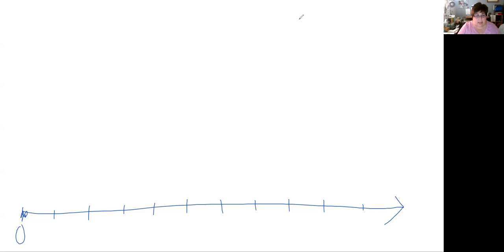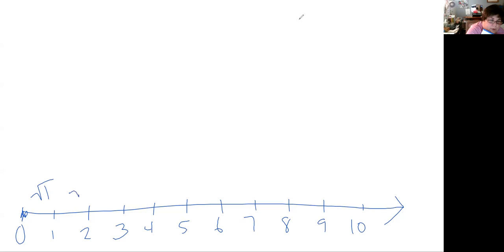So we're going to look at what each of these numbers looks like as part of a square root. 4, 6, 7, 8, 9, and 10. Well, we know that the square root of 1 is the same as 1 times 1, because when you square 1, you get 1. So the square root of 1 is 1. When you square 2, you get 4. So radical 4 is equal to 2.